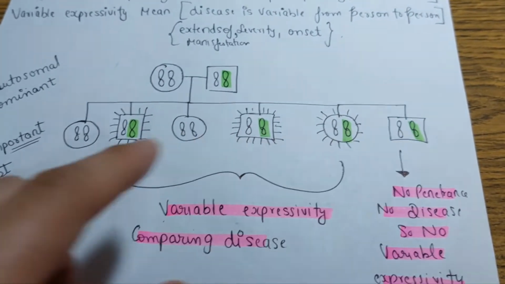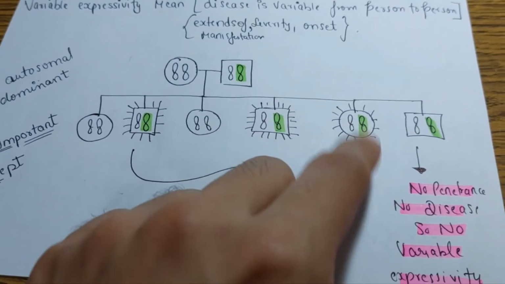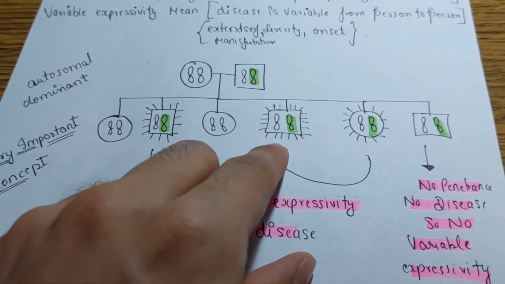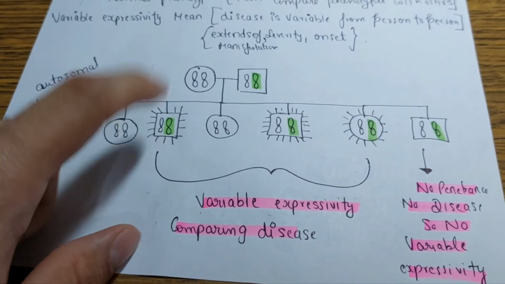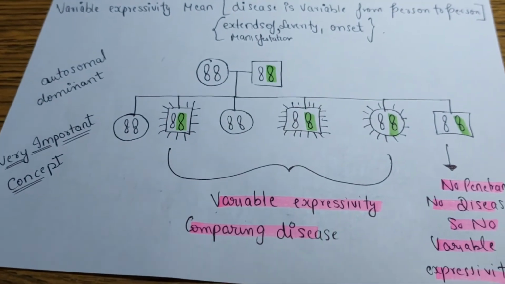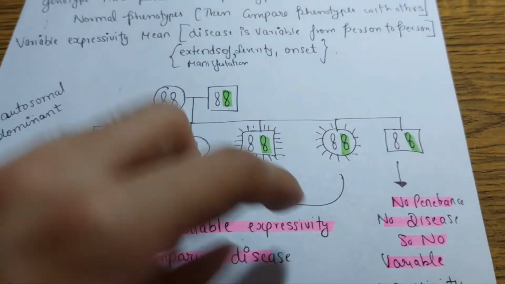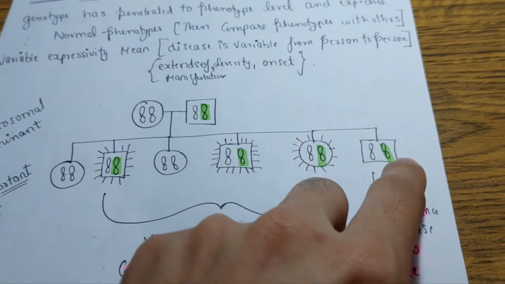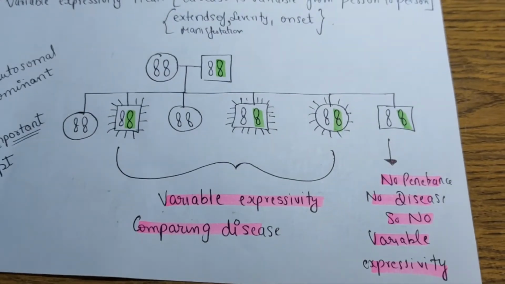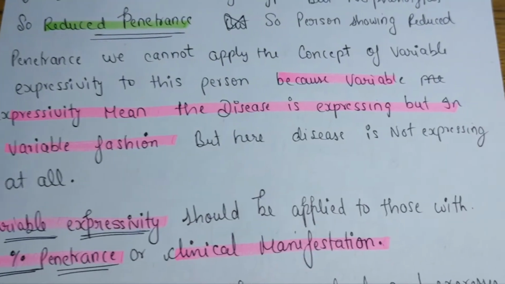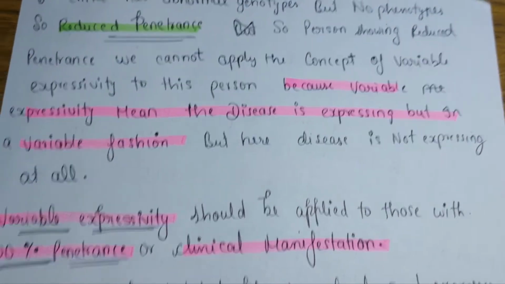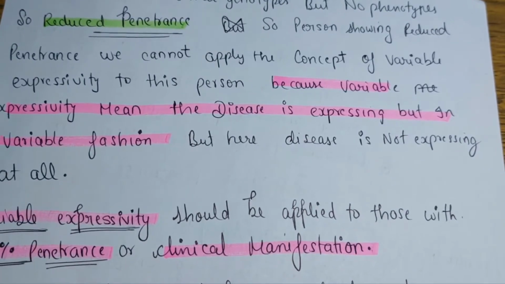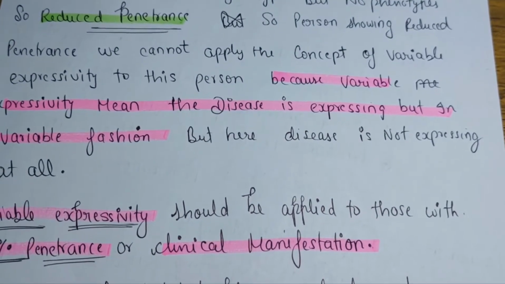So now variable expressivity means this person may only suffer from ocular and cardiac problems, this person suffers from cardiac as well as skeletal problems, and this person suffers with all the 3 problems of ocular, skeletal and cardiac. So we can compare variable expressivity in them but not in this individual because he does not suffer from the disease. So this means that in people with reduced penetrance, we cannot apply the concept of variable expressivity.